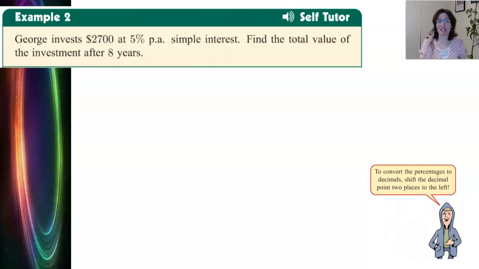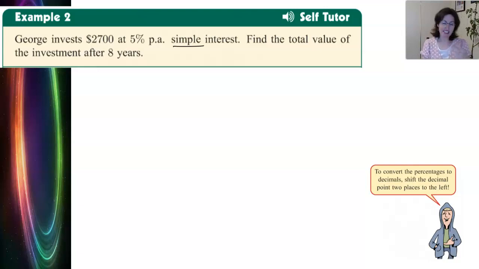Let's do an example. So make sure you've got your calculators handy, and you're writing this down with me as we go. So George invests $2,700 at 5% per year, simple interest. Find the total value of the investment after 8 years.